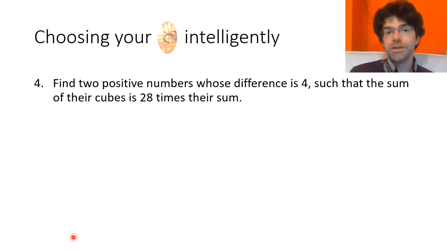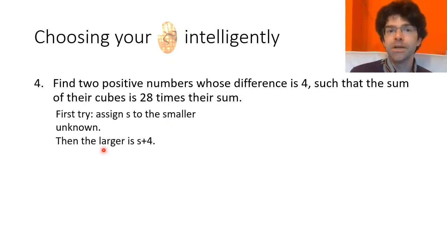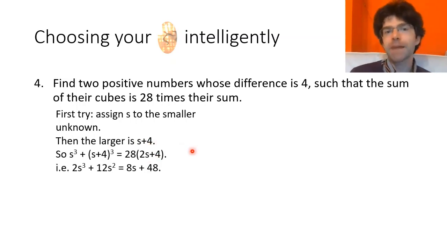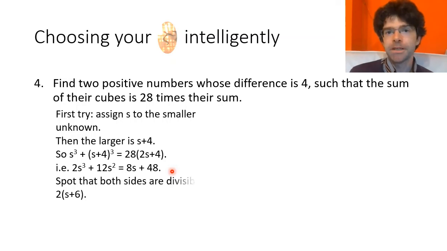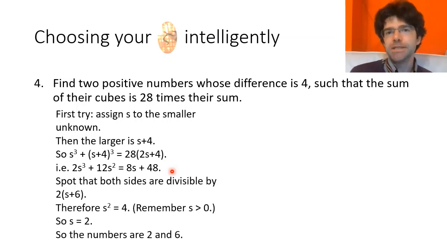Now, to end with in this video, I've got another example of that idea. The problem is to find two positive numbers whose difference is 4, such that the sum of the cubes is 28 times their sum. Well, again, let's start with the obvious assignment of s, where we call the two unknowns s and s plus 4. We end up with a reasonably complicated cubic, where it happens to be possible to spot a factor. But that certainly wouldn't have seemed easy in ancient terms.